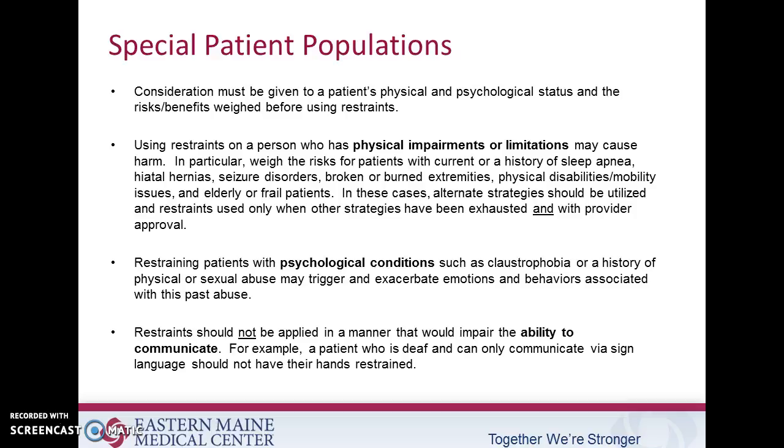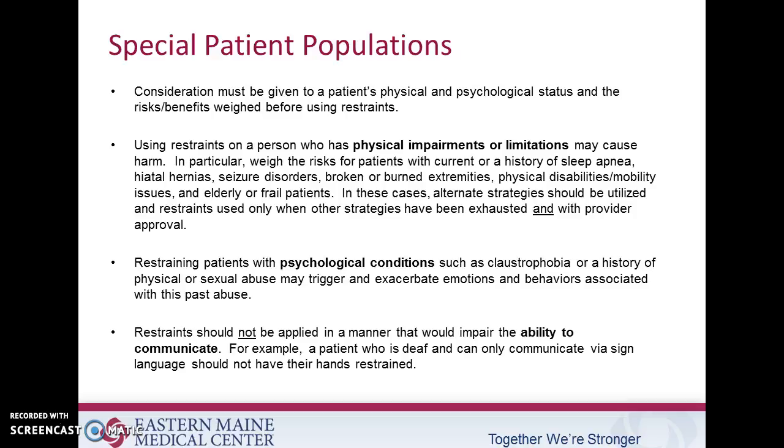So I alluded to it at the beginning of the presentation, but we need to think about different patients, different patient populations when we're considering restraints. We need to think about, as I had mentioned, history of abuse, other psychological conditions. We need to think about physical impairment and limitations, and even communication, modes of communication and methods. For example, maybe a patient who is deaf, and making sure we don't restrain their hands. So we need to think about all these things when we're choosing a restraint.